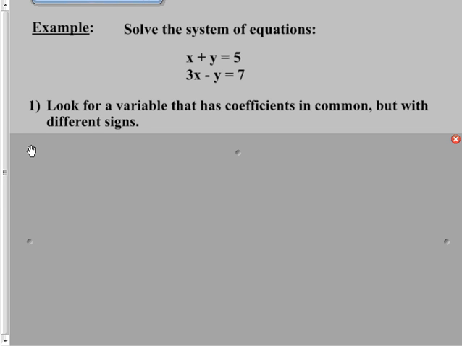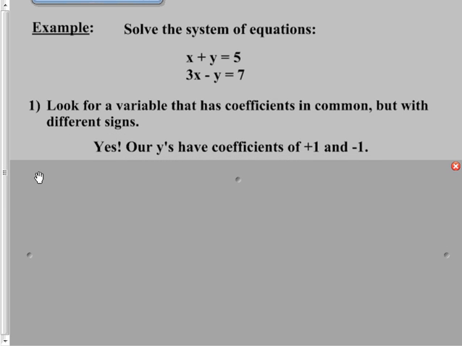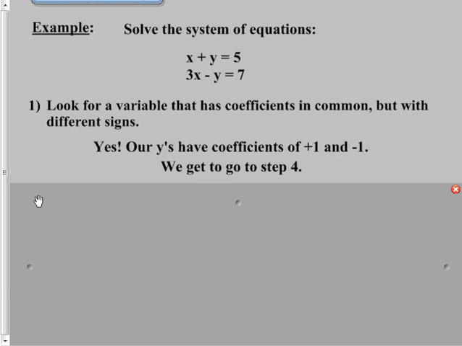But before we do that, let's look at the y's and see if maybe they might be a little bit better. The top equation has a positive 1y, the bottom equation has a negative 1y. Okay, we have a variable that has coefficients in common. They both have a 1, but with different signs. One of them is positive, one of them is negative. So this is good. Our coefficients of y are set up nicely for the elimination method. Since we have found what step 1 wanted, we get to skip to step 4.